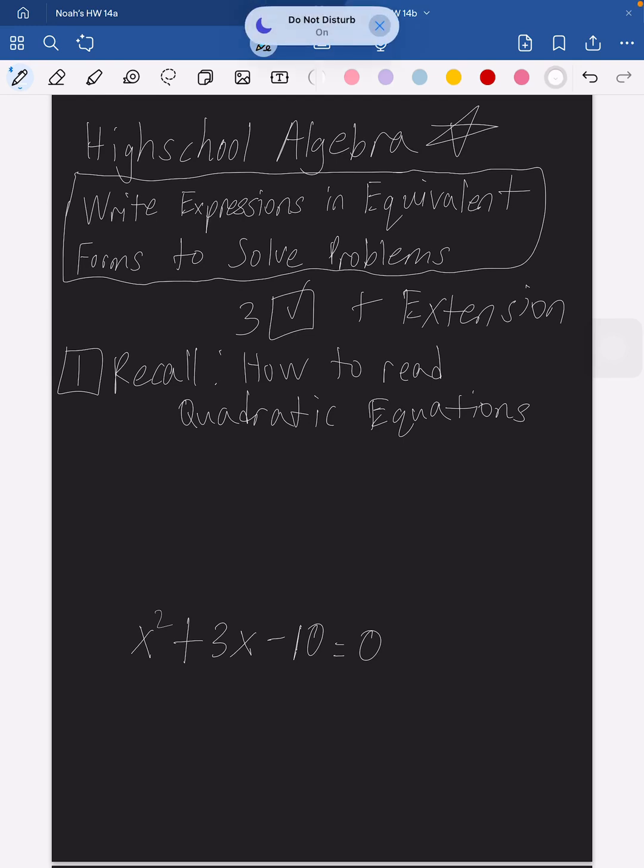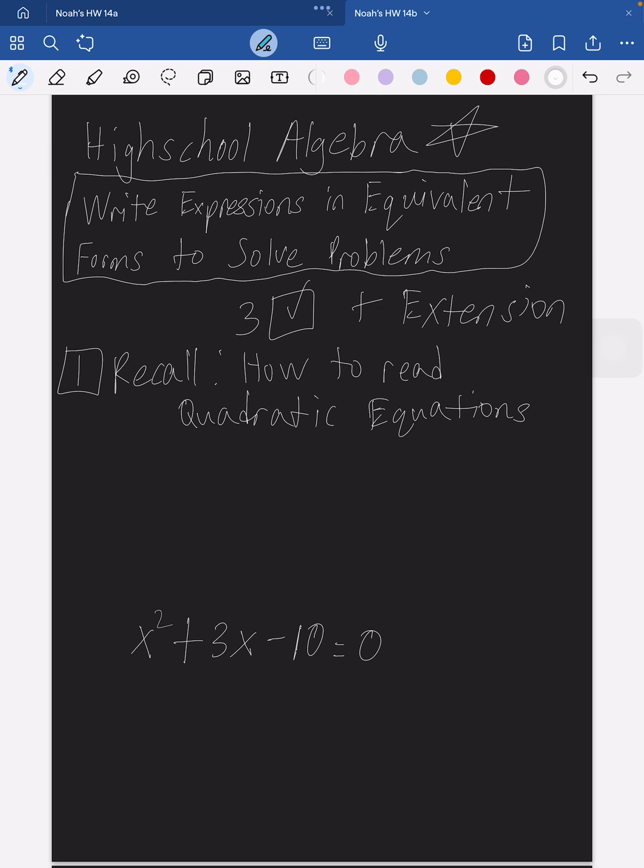Hello class. Today we are going to be covering a topic in high school algebra, specifically how to write expressions in equivalent forms to solve problems. We're going to be looking at 3 questions along with an extension problem. So let's begin. Now let's recall, how do we read quadratic equations?